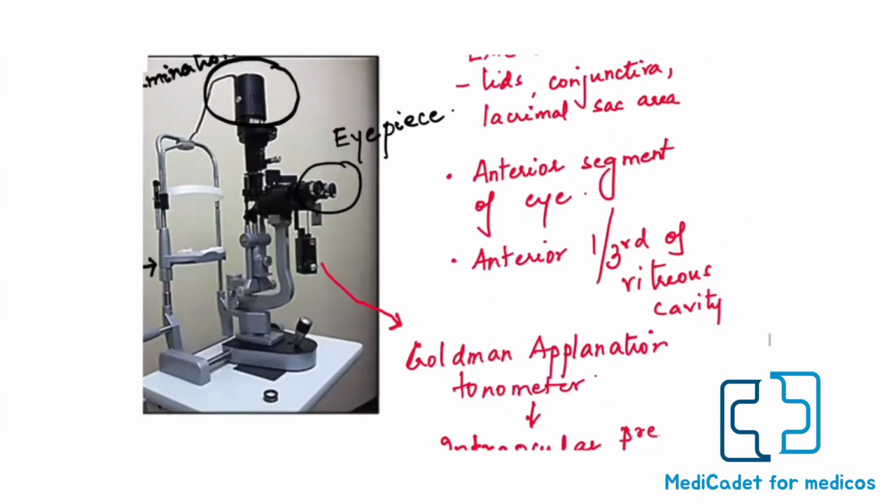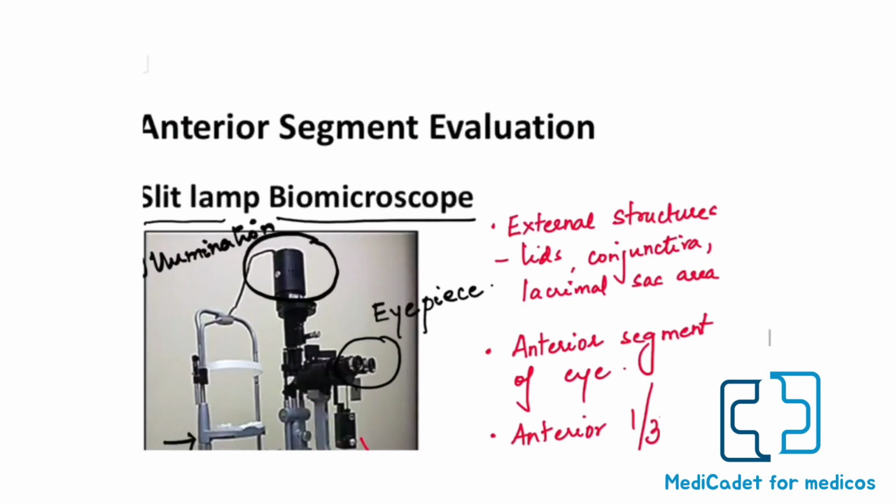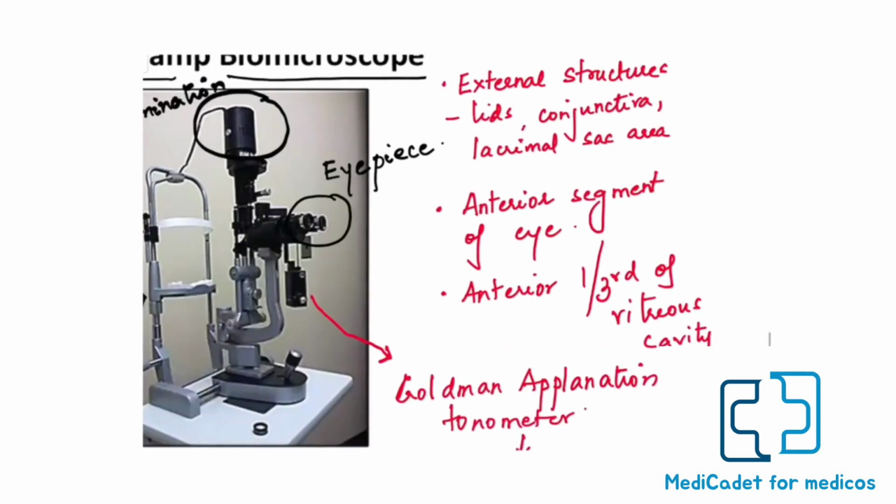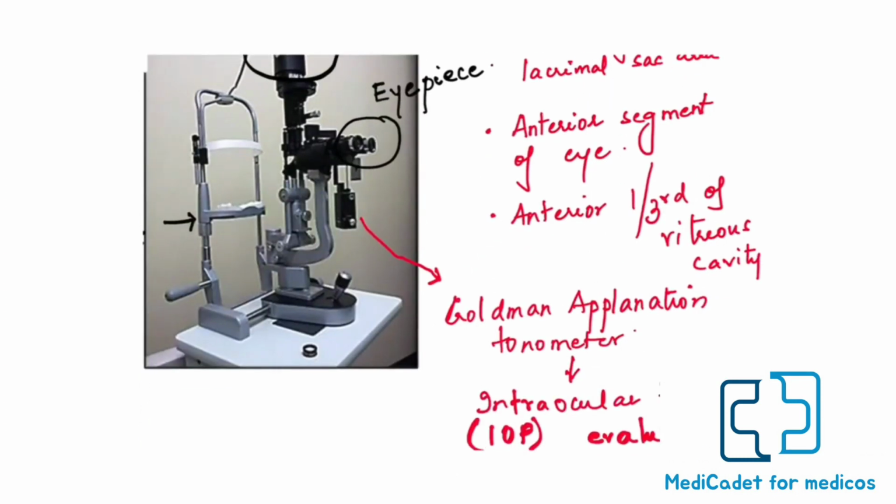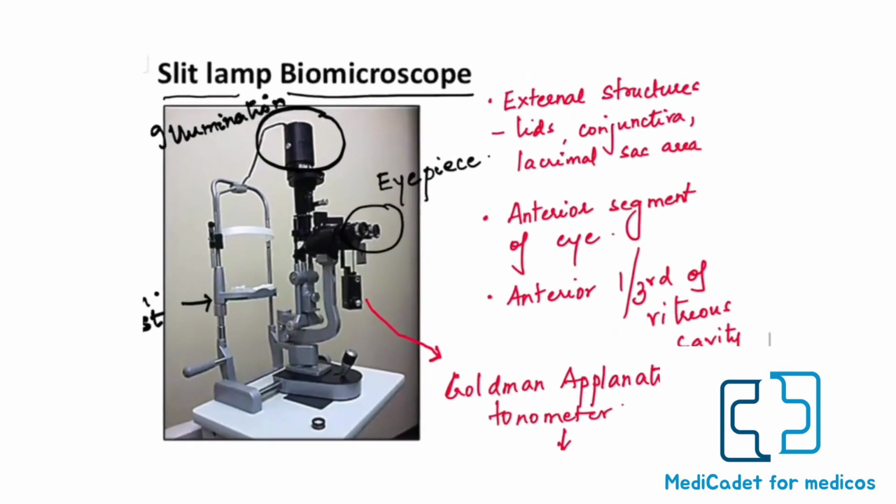So when I look through the slit lamp, as I told you, it is mainly for evaluation of your anterior segment. It will help me to get a gross view of the external structures, that is the eyelids, the conjunctiva, the sac area, etc. It is going to help me to see all the structures in the anterior segment. It also gives me a view of the anterior 1/3 of the vitreous cavity, and to this is attached the Goldman applanation tonometer, which will help me in IOP evaluation.